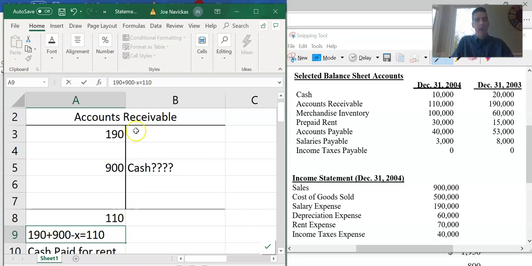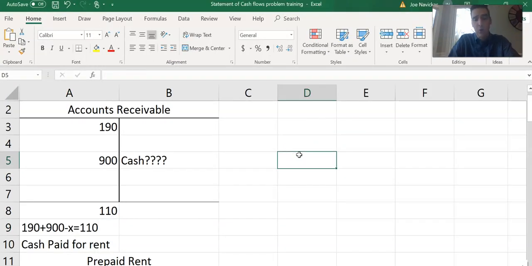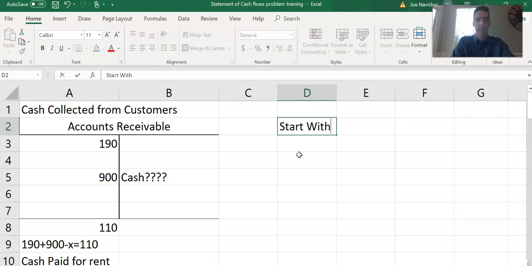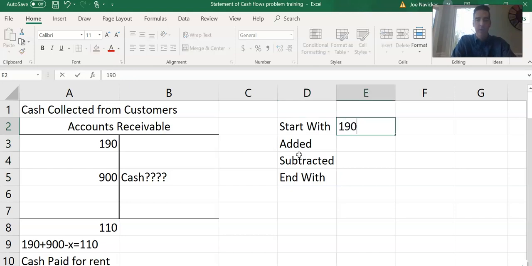Okay, so that is the T account approach to solving for cash paid to customers. Now I'm going to show you another way that people do this that's taught, and some people prefer this way. You look at your control account and you say, well, what do I start with? What gets added? What gets subtracted? And what do you end with? Now, when I say, well, what do I begin with in the receivable? I began with 190 and I ended with 110.